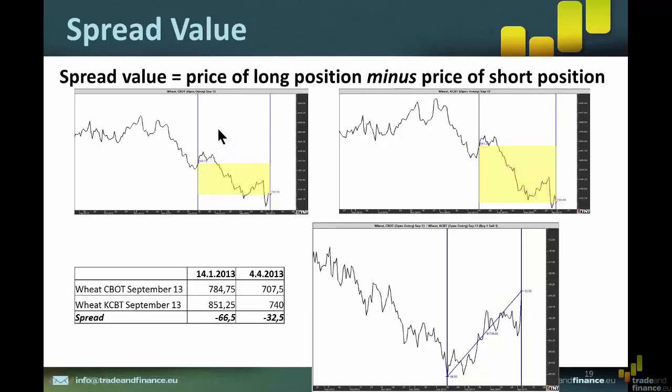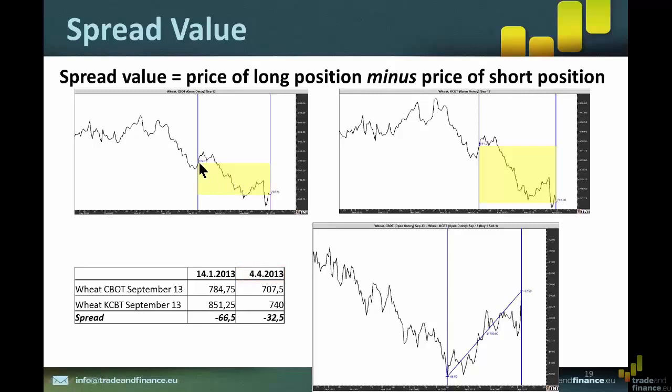So these are the two legs. This is the long leg and the short leg of our spread. The two vertical lines that you can see on each of the charts, this is the so-called trading window. It means that we entered the position on this date, which is the 14th of January 2013. So we bought the Chicago wheat on this date, and at the same moment, we sold the Kansas wheat. And then we closed both positions at this date. This is the end of the trading window, which was the 4th of April 2013.